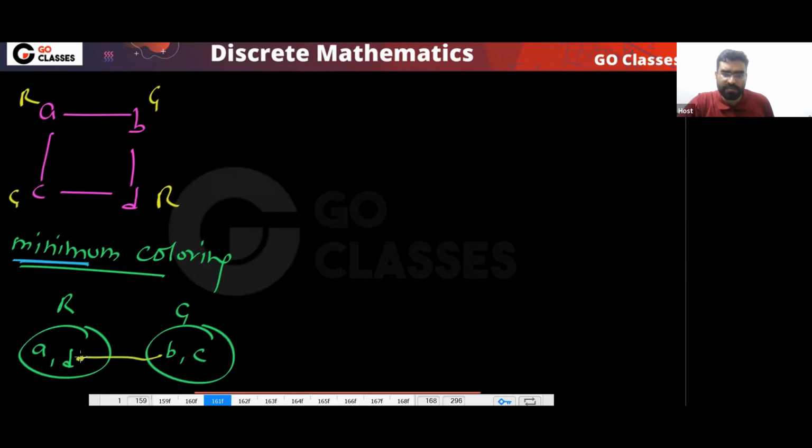I can say there is at least one edge. You have at least one edge. Okay, there can be more than one, but there is at least one edge. So this is the idea: at least one edge is there. But remember, if you don't do minimum coloring, then this is not guaranteed.